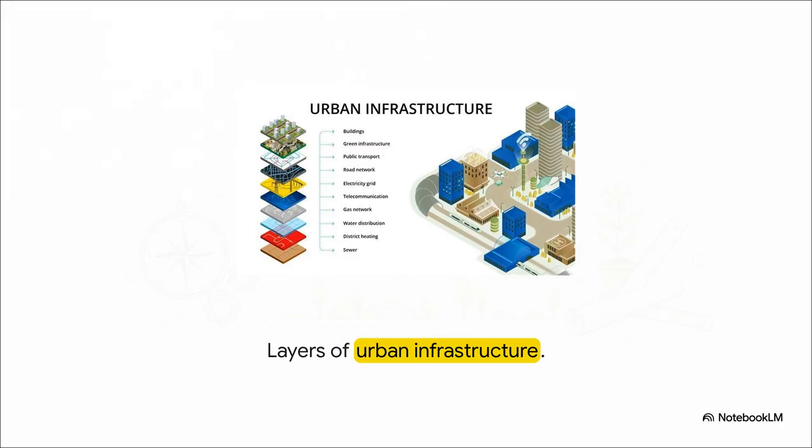Underground, you've got this silent, complex network of sewer systems and water lines. Right above that, electricity and telecommunications grids are literally powering the metropolis, and then at the surface layer it all culminates in road networks, public transit, and the green infrastructure that supports the buildings themselves. It's like a giant multi-layered puzzle.